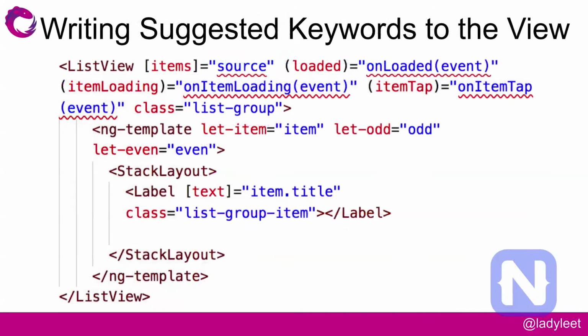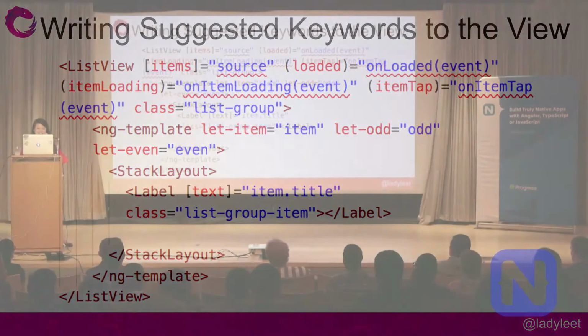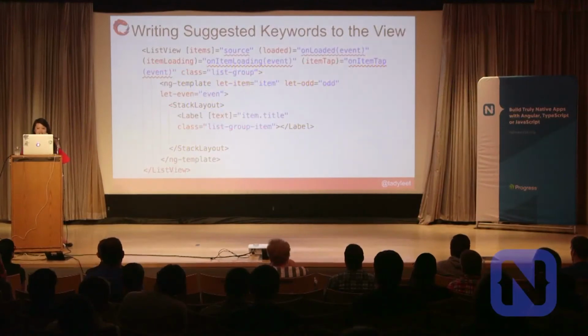Now we've wired everything up for our application, but we haven't actually written anything out to the view yet. I'm going to do this using the list view component, and thank you again, Nathan, for having these awesome VS Code snippets, because I just typed in NSL, and then list view, and it popped up, and this was the dummy component that it created for me.